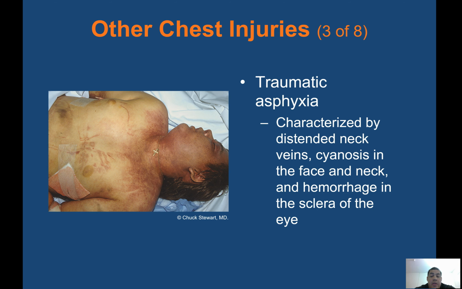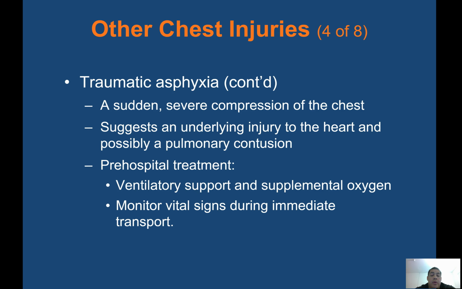So traumatic asphyxia is characterized by distended neck veins, cyanosis in the face and neck, and hemorrhage in the sclera of the eye. A sudden severe compression of the chest suggests an underlying injury to the heart and possibly a pulmonary contusion. Pre-hospital treatment: ventilatory support and supplemental oxygen, monitor vital signs during immediate transport.